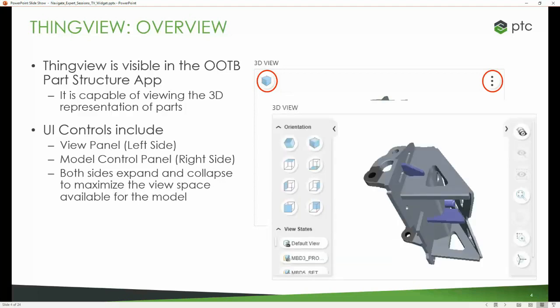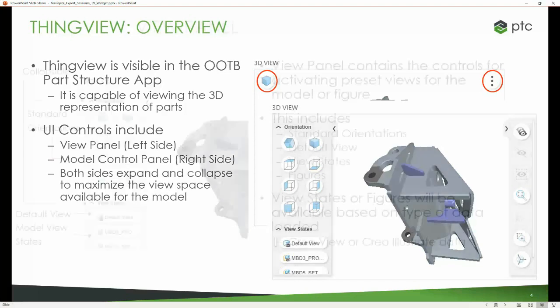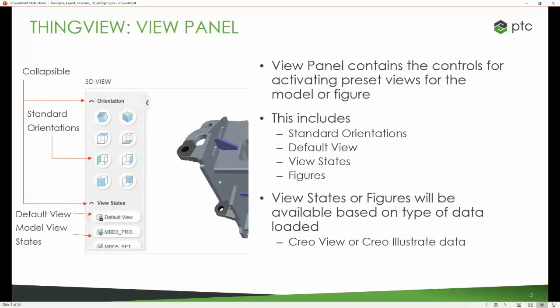Both of these panels will expand and collapse to get in and out of the user's way as they need to interact with the model. In the View panel, we have capabilities that are focused really on activating preset views for the model or figure that's being displayed to the user. This includes a series of standard orientations, as well as the default view that you might first see when you're opening the 3D content, and then pre-authored views like view states, which might have been defined in CAD, or figures which would have been defined in an illustration.